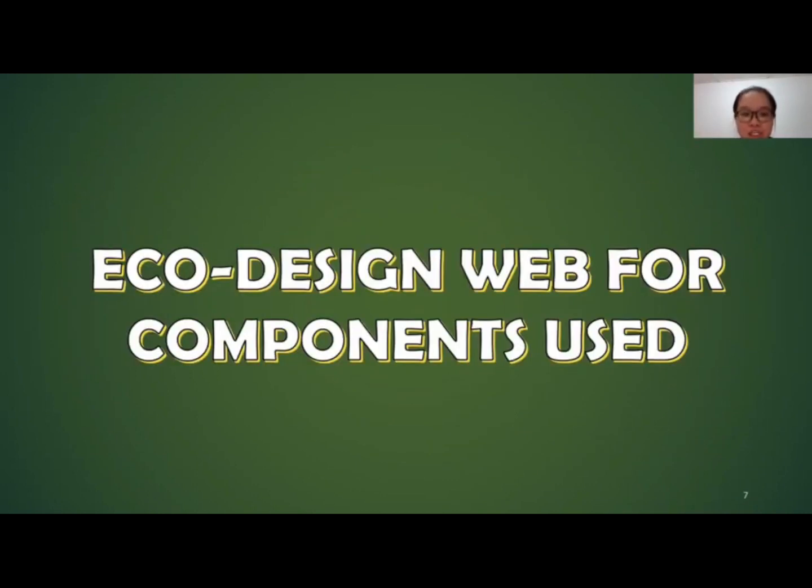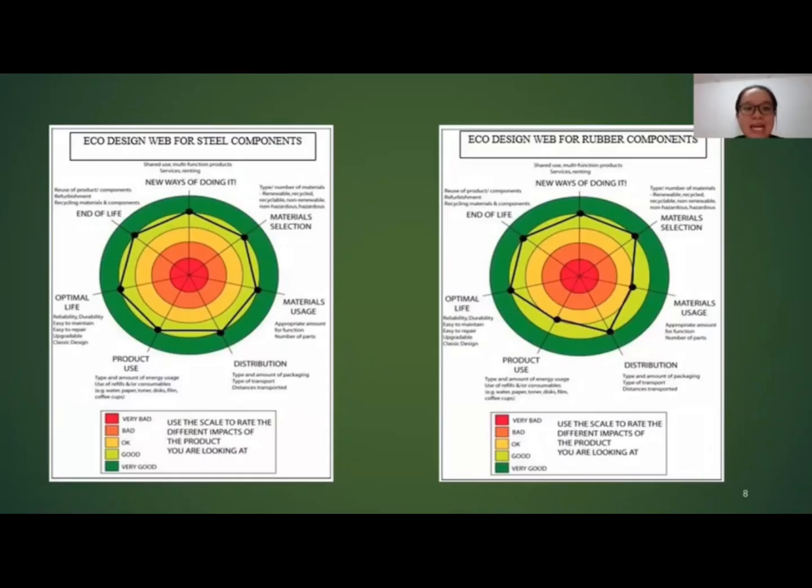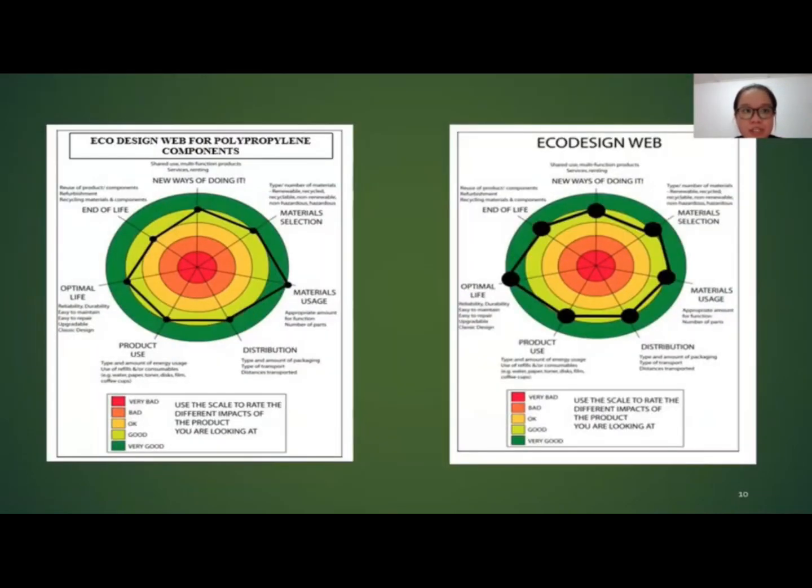The following section is the discussion about the eco-design web. The example below is the eco-design web of component use. The components used in this product are steel, rubber, polyurethane, polyethylene, and polypropylene components. The eco-design web shown at the right-hand side shows that the entire product gives good impacts in 5 different phases, which I have just mentioned earlier: resource extraction and refining, manufacturing, packaging and distribution, use, and also end of life of this product.